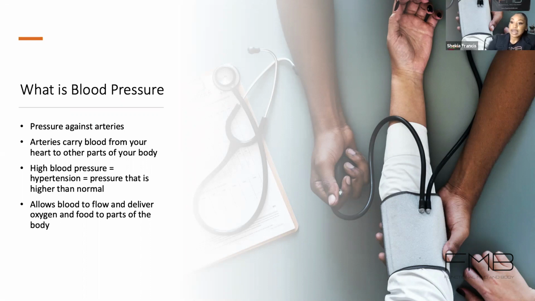Normal blood pressure allows our blood to flow and deliver oxygen and food to different parts of the body. That's the main job of our blood pressure. It needs to be at a stable level so that blood can flow through our arteries and go to the places that need it.